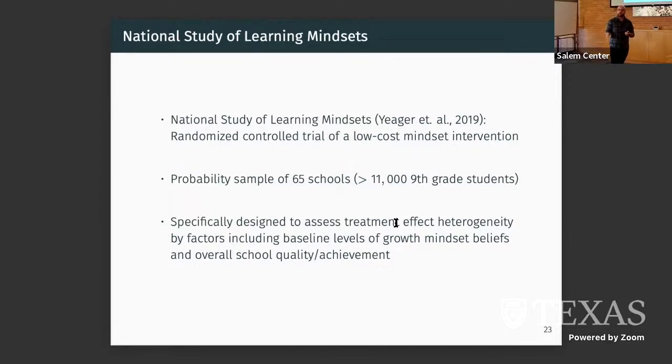The other hypothesis basically said you would see the highest treatment effects in the lower achieving schools because you're hitting the students that need it the most.